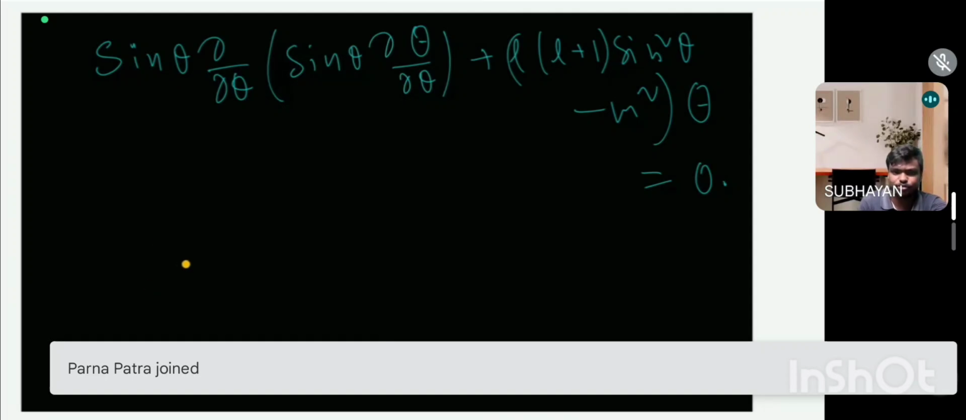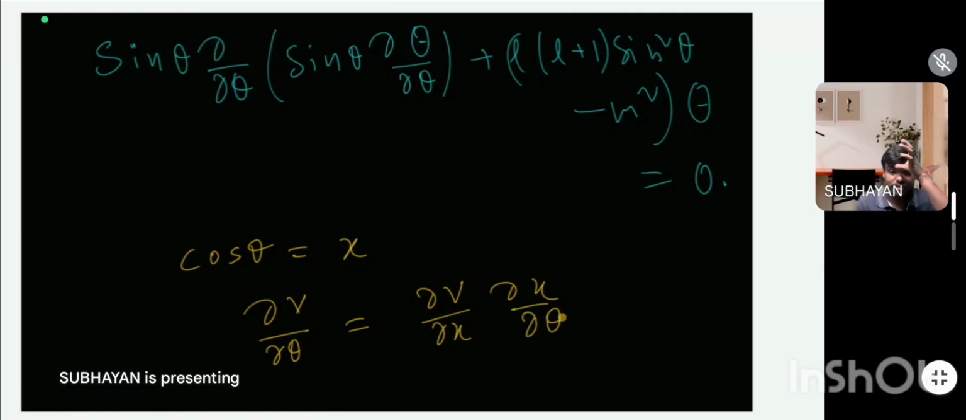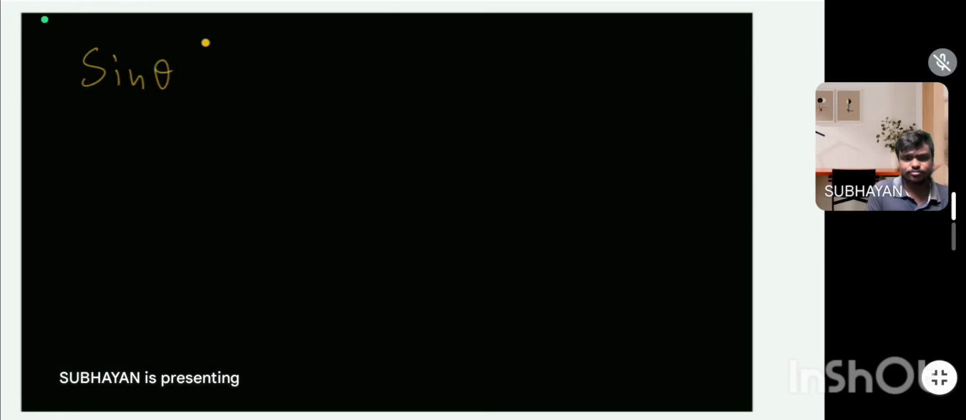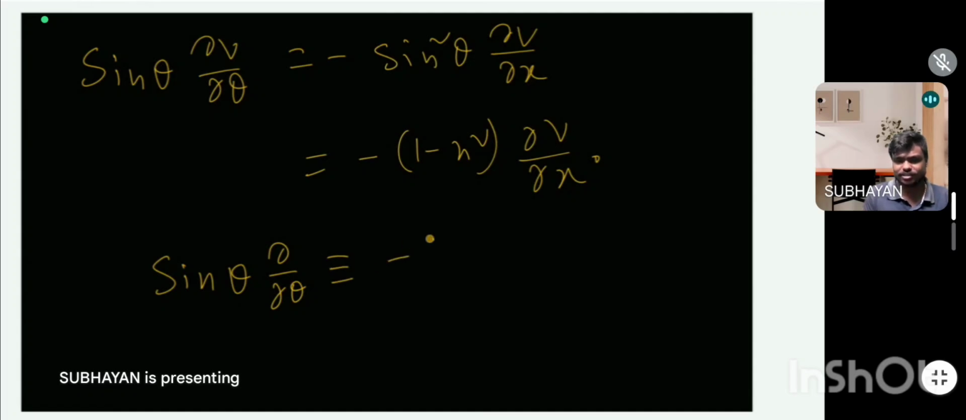For this one, I am choosing cos theta equals x. Suppose del V by del theta, it will be del V by del x into del x by del theta. So what is del x by del theta? Which is minus sin theta. So minus sin theta del V by del x. So sin theta del V by del theta will be minus sin square theta del V by del x. And minus sin square theta is 1 minus x square times del V by del x. So basically the operator sin theta del del theta is identical to minus 1 minus x square del del x. So this is the transformation from theta to x.